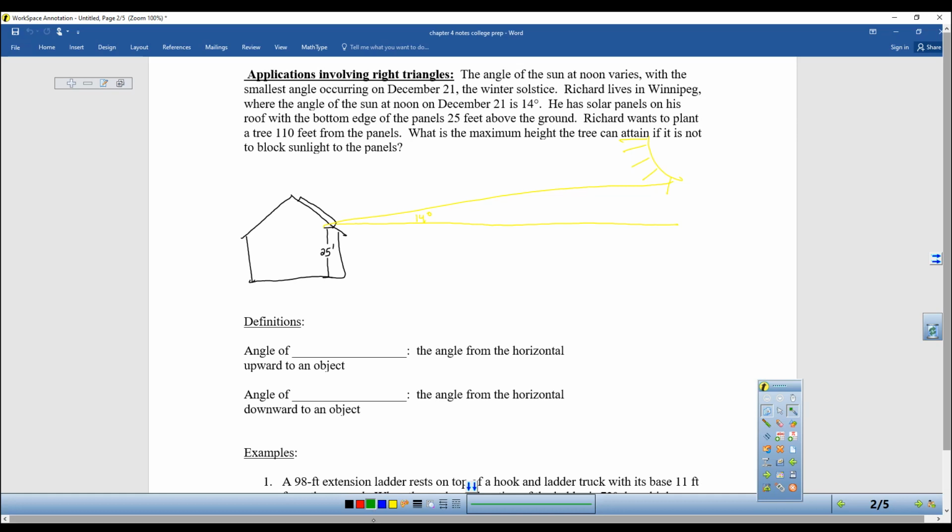He wants to plant a tree. He does not want his tree to interfere with his solar panel on the lowest time of the year. The rest of the year, it won't matter. It will never go below 14 degrees at noon. So the question is, how high a tree, what is the maximum height the tree can obtain?